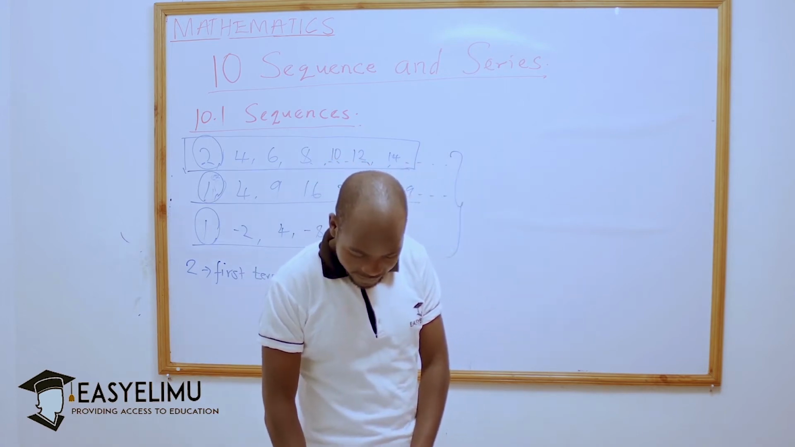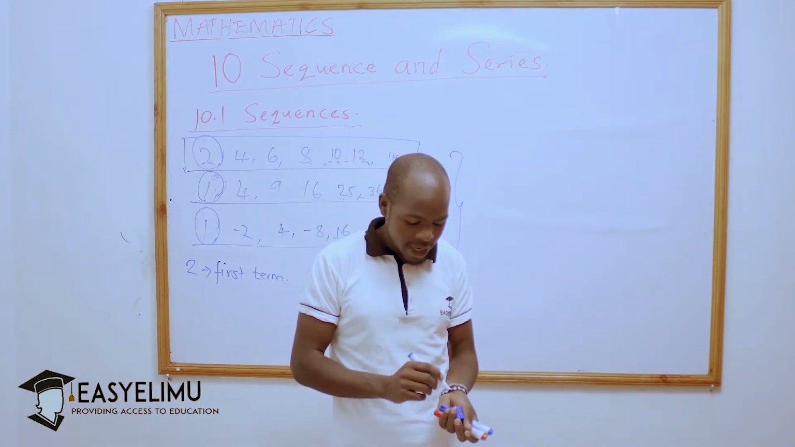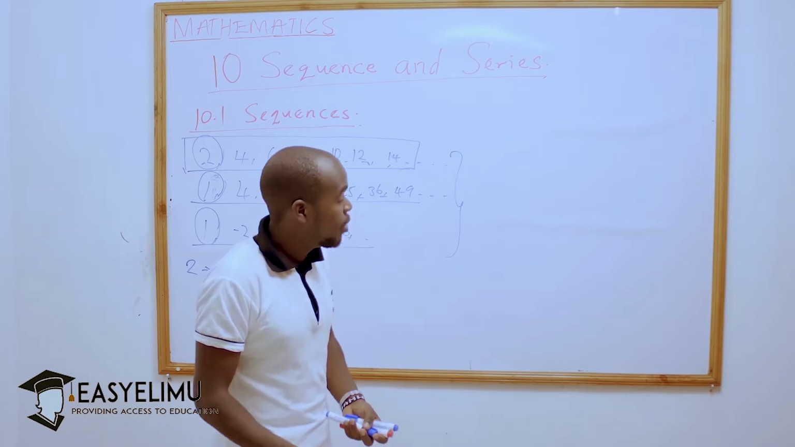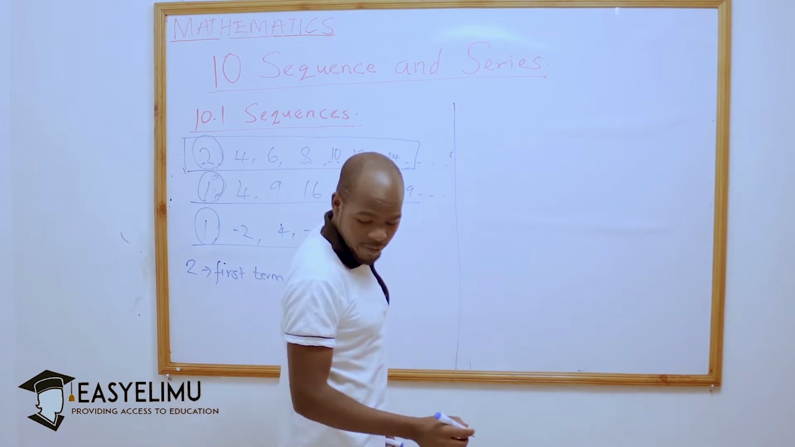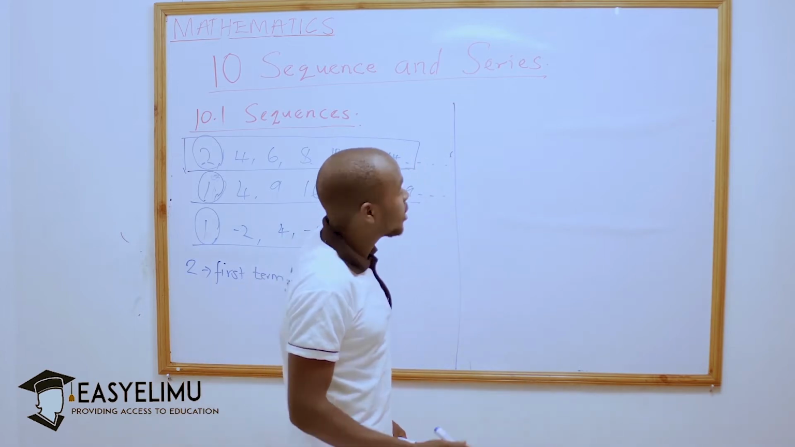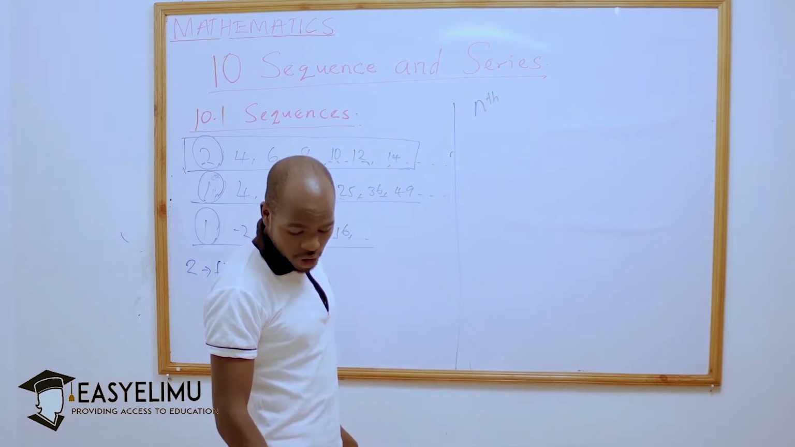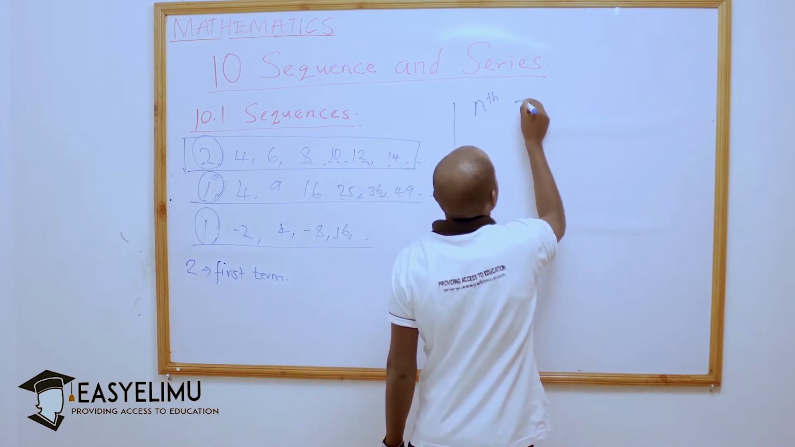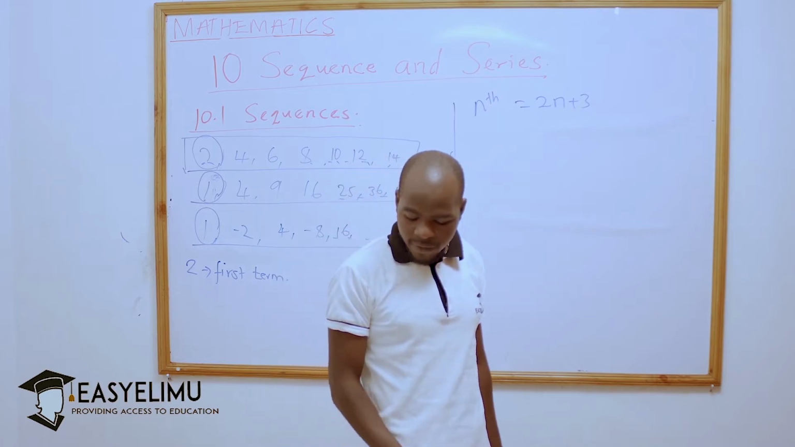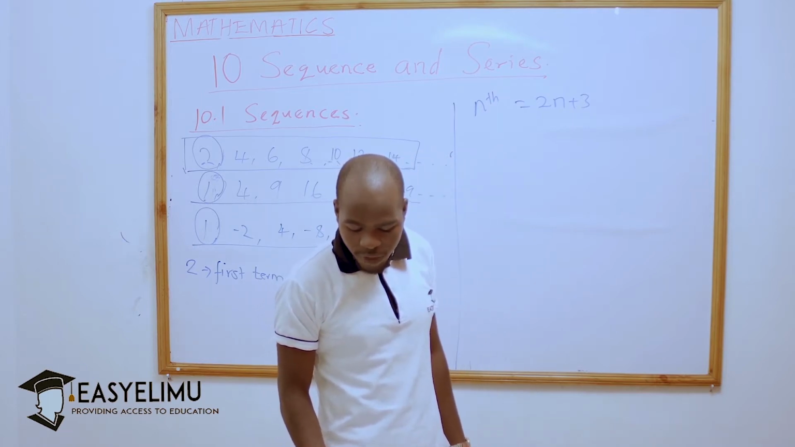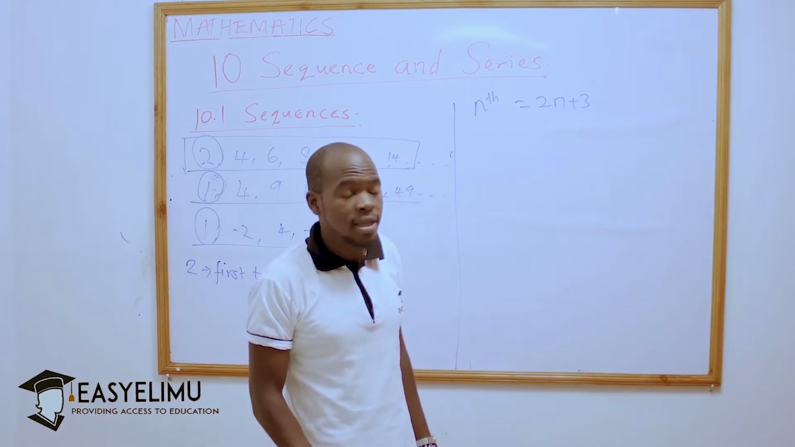So we shall see an example. Given the nth term of a sequence, we have been given a certain formula for getting a sequence here. We have been told the nth term, of which we don't know at which number it will be. Given the nth term of a sequence is given by 2n plus 3. Find the 30th and 20th term.